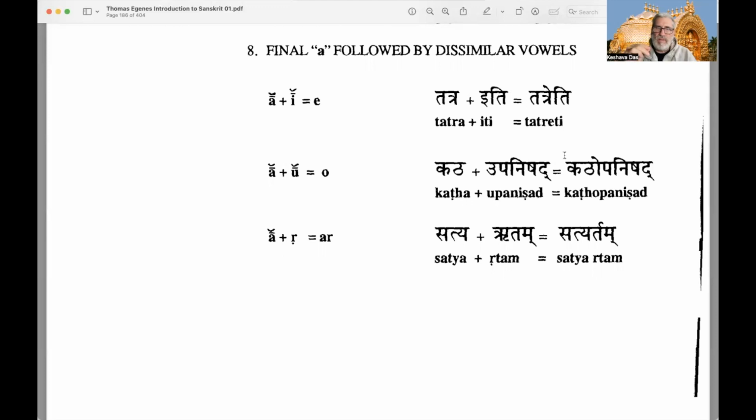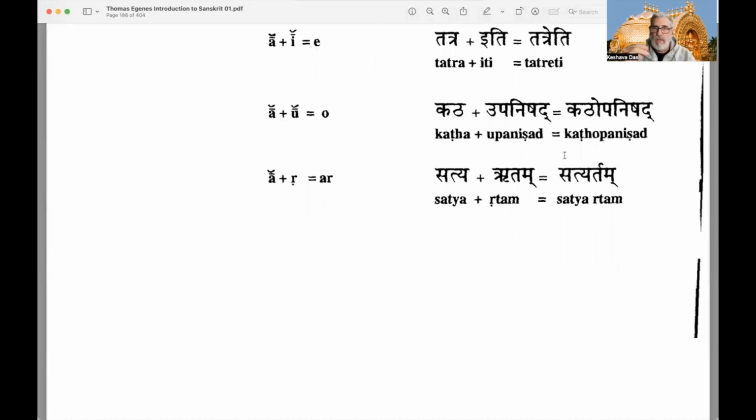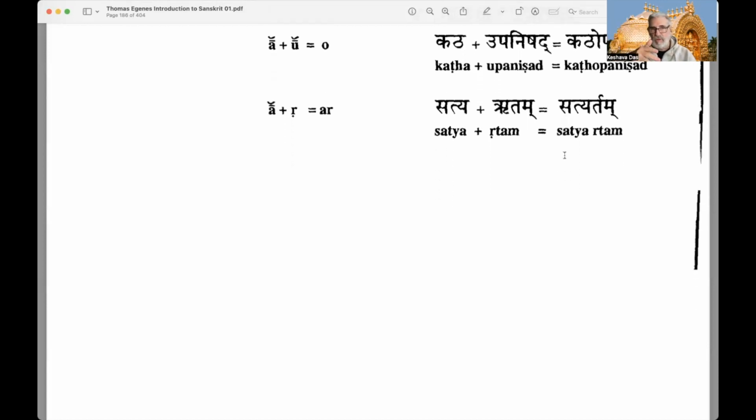Anyway, there are some rules like that. Now we have short or long A plus short or long U. The example is kata Upanishad, katopanishad. So A and U coalesce to become O. So A and I become E, A and U become O. You can see where we get the gunas and the vriddhis from. Now short or long A plus Ri becomes ar. Here's the example: satya with a short A at the end, next word ritam, becomes satyartam. We can split it in the Roman, but we can't split it in the Devanagari. But we can see where it's coming from, the R.